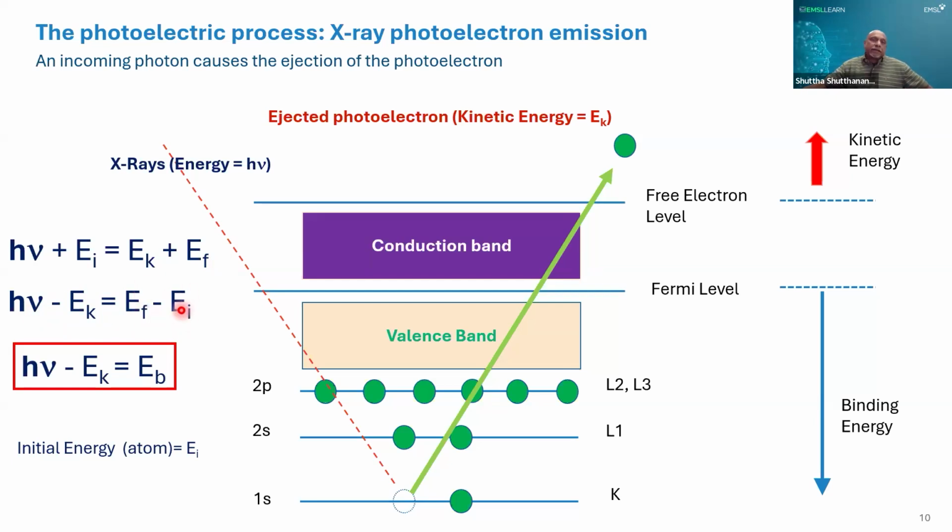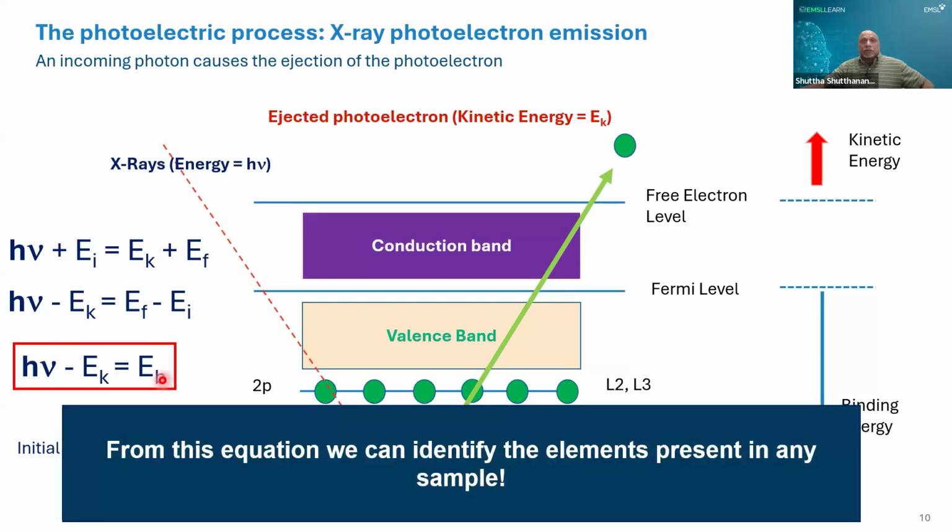Basically, this is the binding energy of a particular electron in a particular atom. If you know h nu, because we know exactly what X-ray energy we are shooting, and you can measure the kinetic energy of the electrons coming out during this process, then using this equation, we can calculate the binding energy of that electron in that particular atom. That is important because using this equation, we can identify what elements are present in any sample, any soil sample.